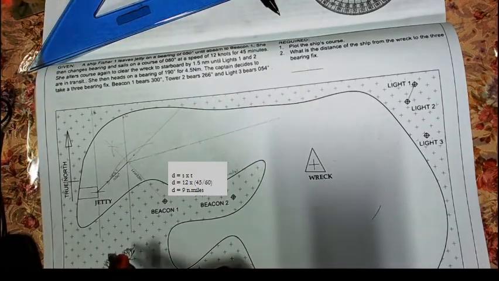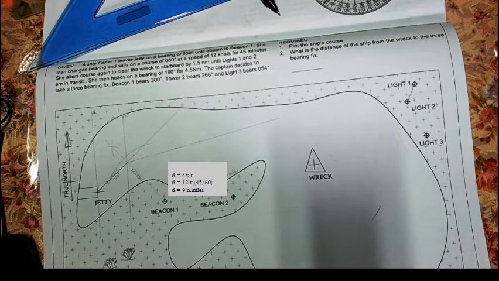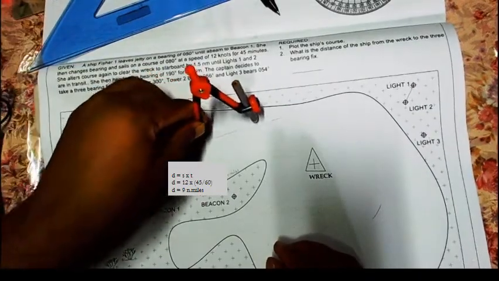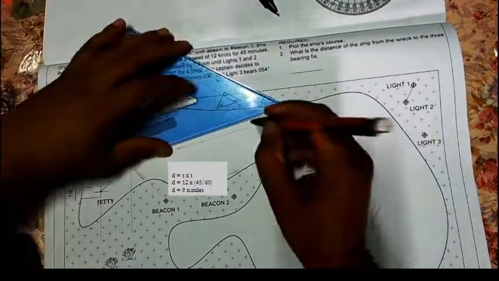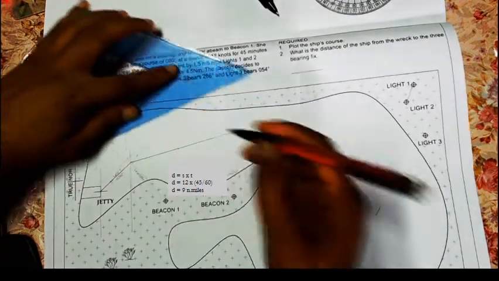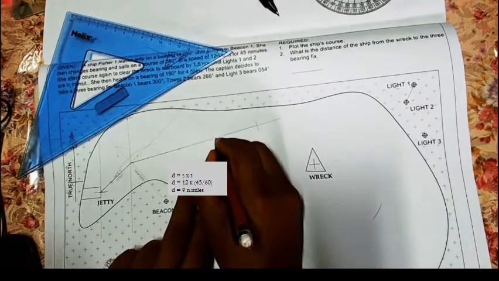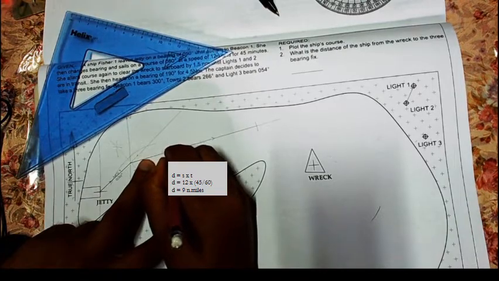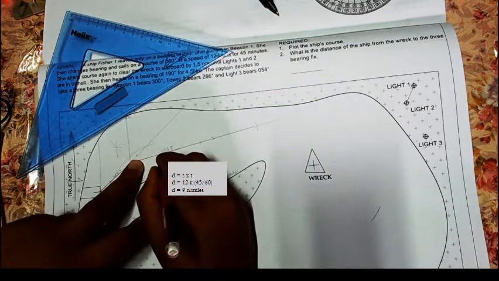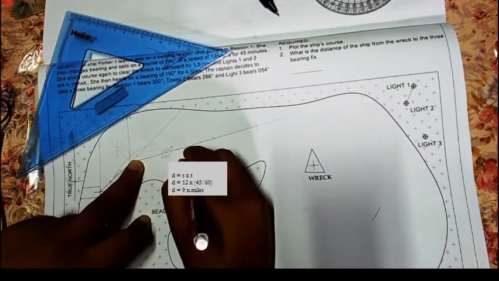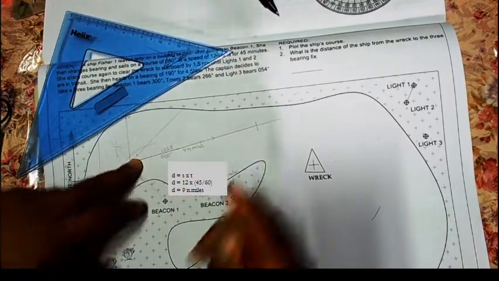Right, these distances are taken from your scale. You can draw the arrow there, label it as leg 2. The bearing is 80 degrees, and also you can write down 9 nautical miles.